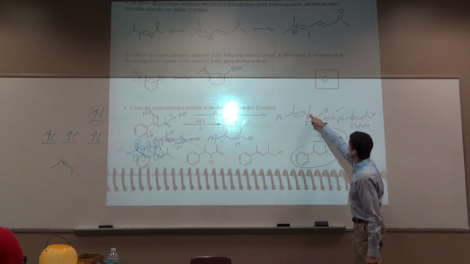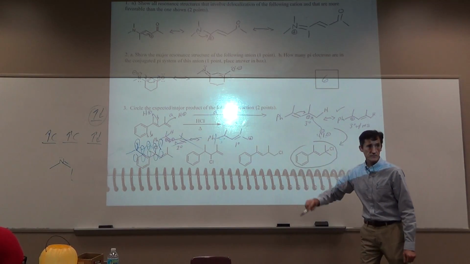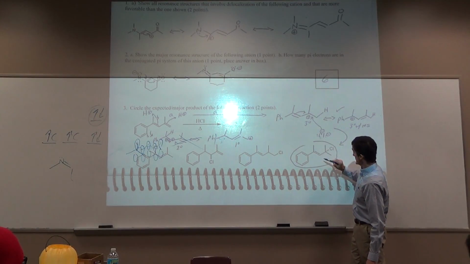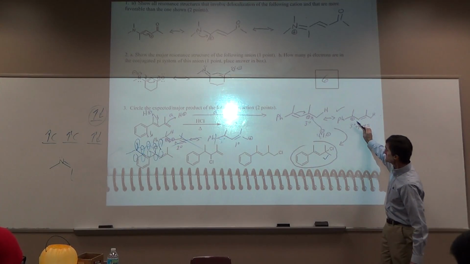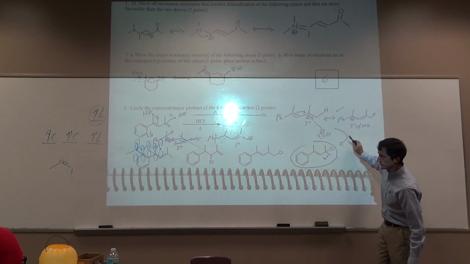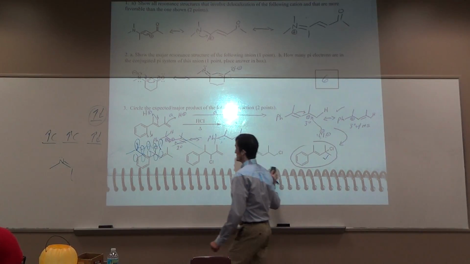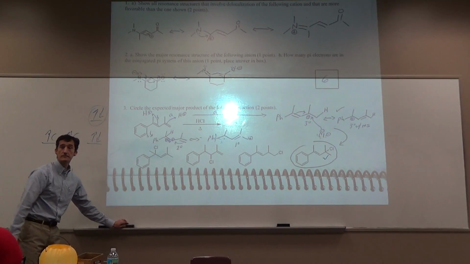Then you can have chlorine adding here or here. Okay, we're at heat, so we're going to get the most stable product. Which is most stable? If chlorine adds here, you get the product I circled. If chlorine adds here, which product do you get? First one. The first one. Okay, which is more stable? First one or the last one? Obviously the last one. Why?